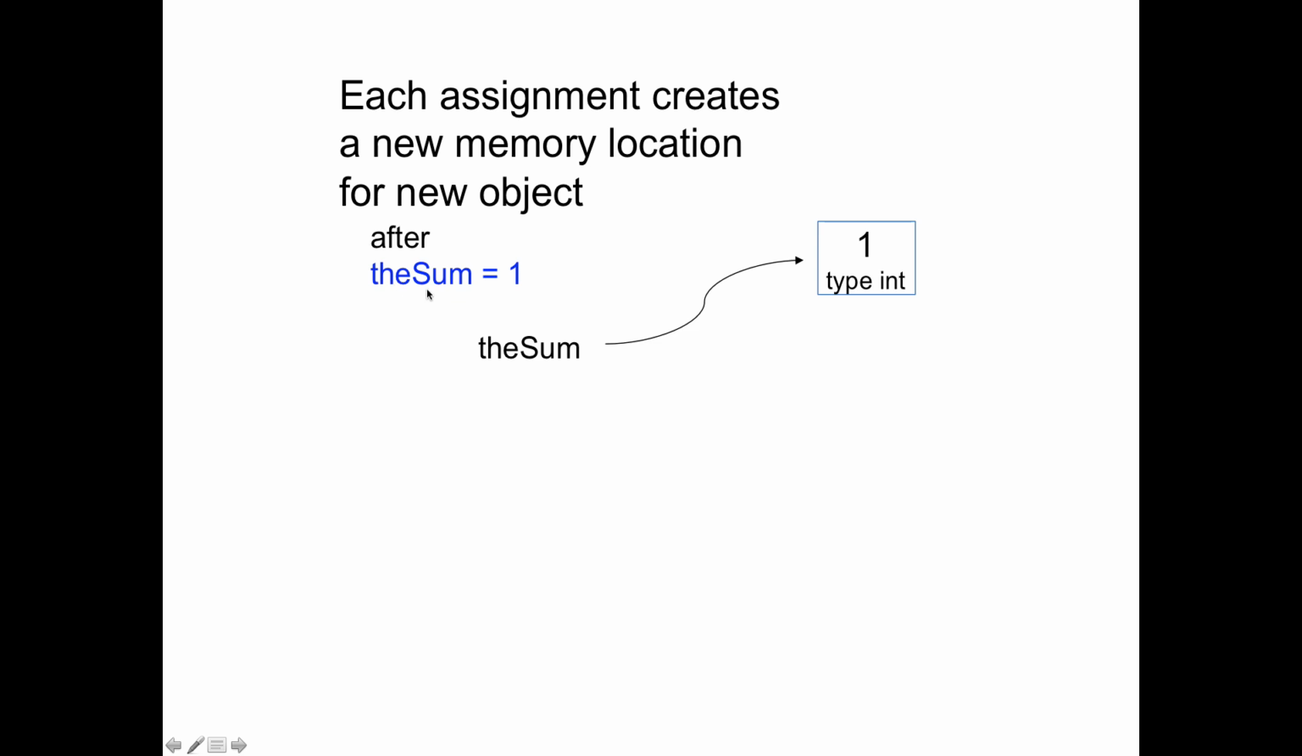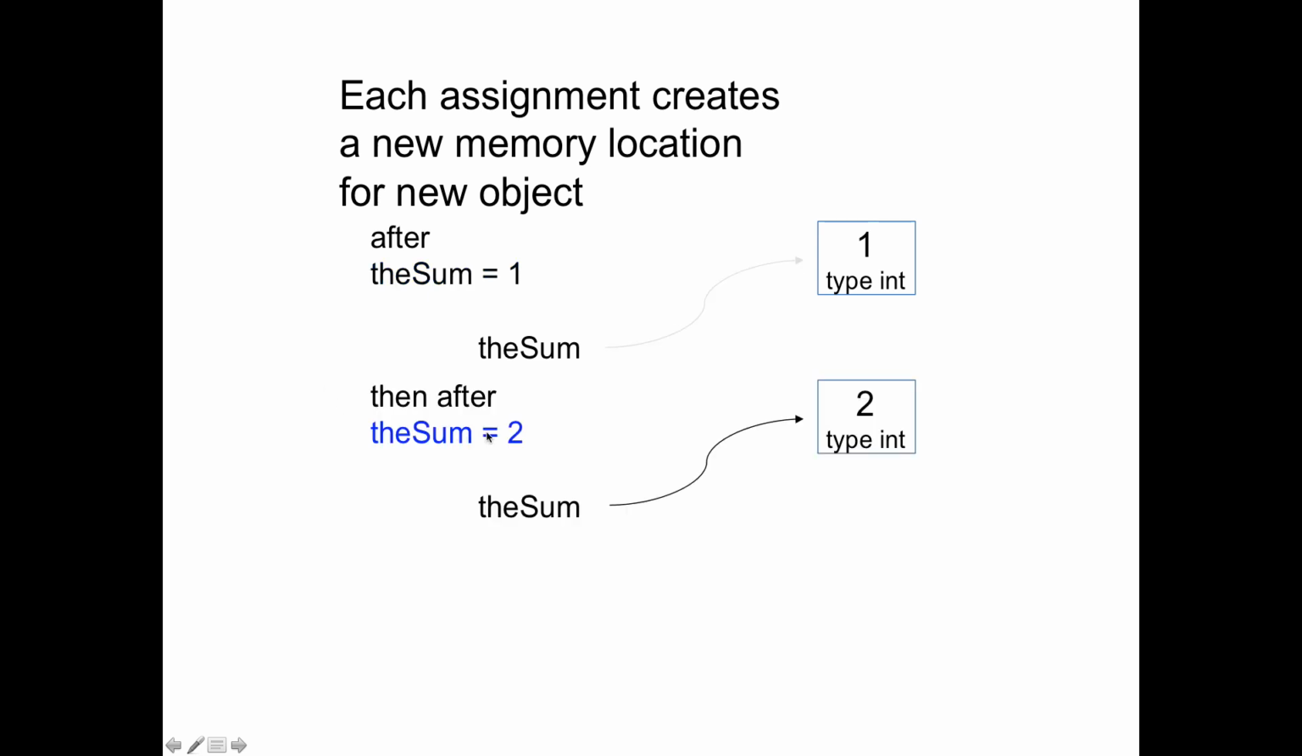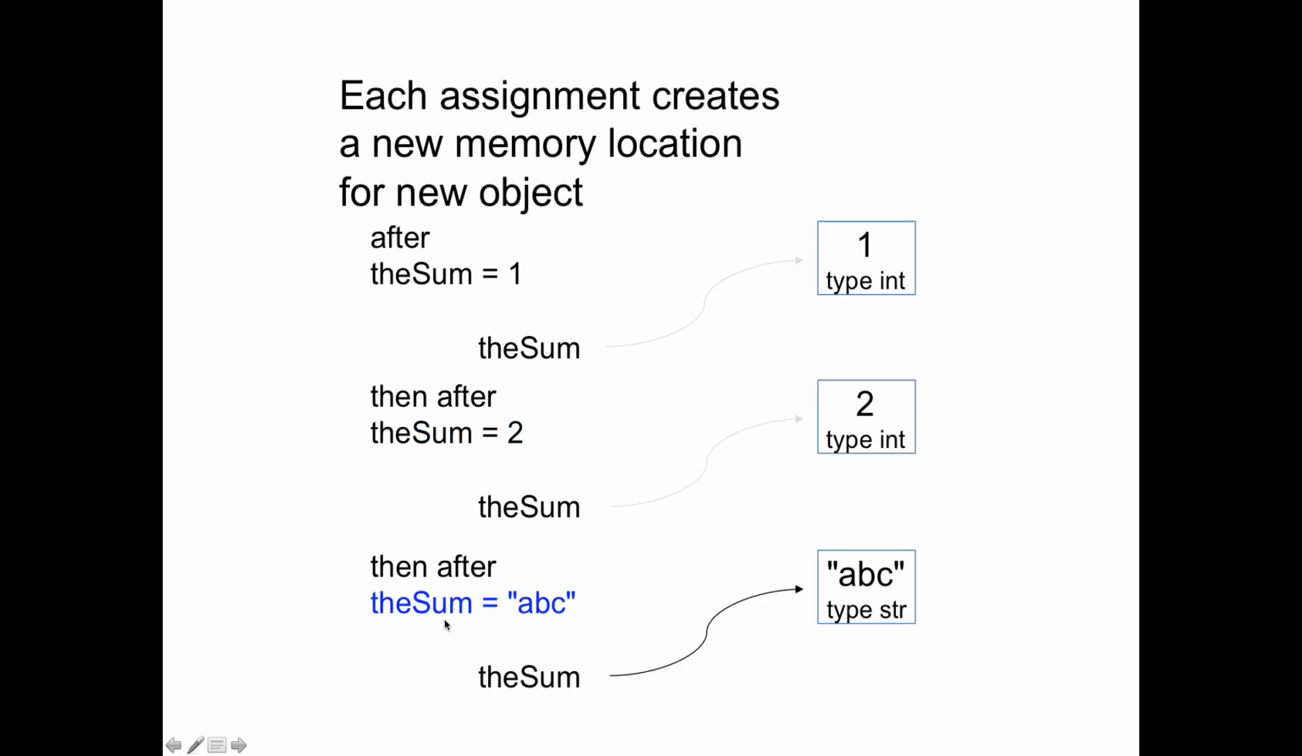If you have an assignment statement and it's the first time you've used the sum, after you say the sum equals 1, this is a picture of the variable name, and this is the object in memory, which is type int. And then if you execute the next statement and you say the sum equals 2, the old 1 object in memory no longer has something pointing to it, and now the sum points to this new object with 2, which is also of type int. And now if you do the sum equals quote ABC, the sum variable will now be set to point to this new object, and the old 2 object has nothing pointing to it.